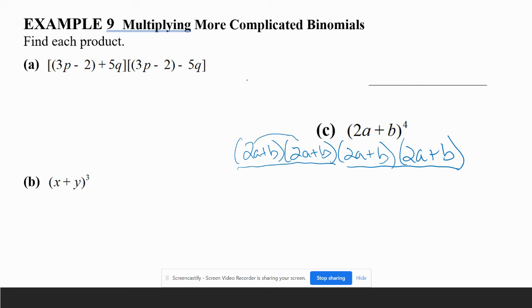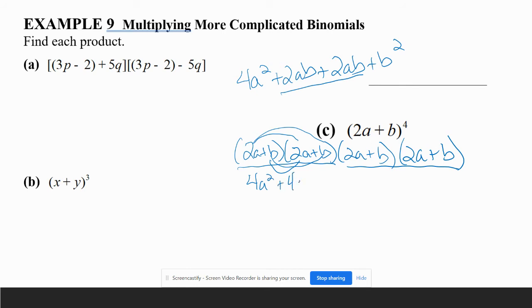So 2a times 2a is 4a squared. 2a times b is 2ab. b times 2a is 2ab. And b times b is b squared. These are my like terms. So this is 4a squared plus 4ab plus b squared. That means the second set of 2 will also be 4a squared plus 4ab plus b squared.